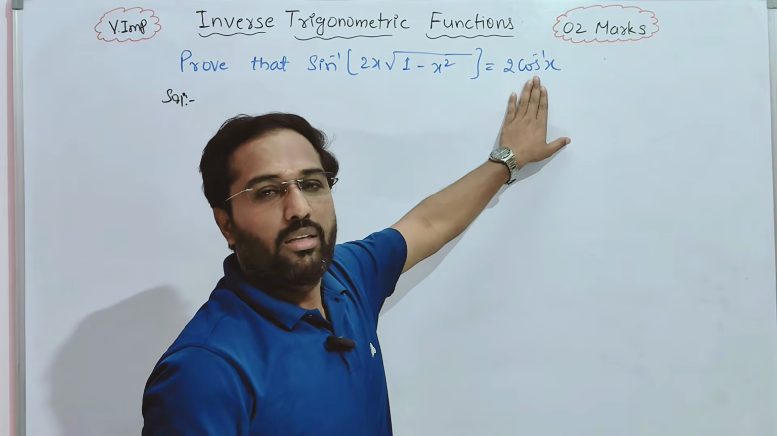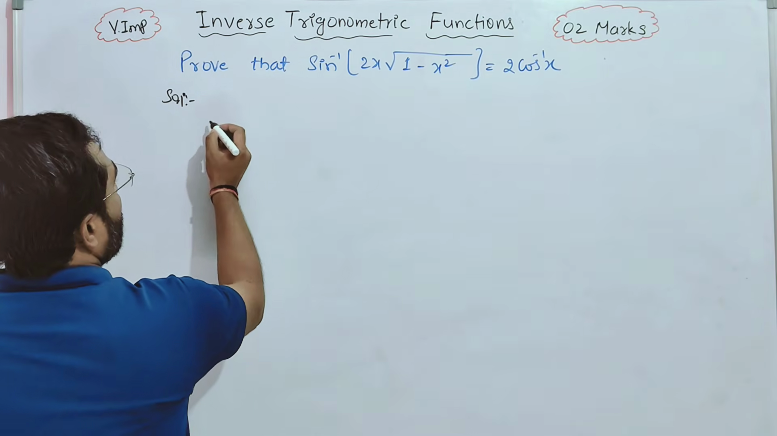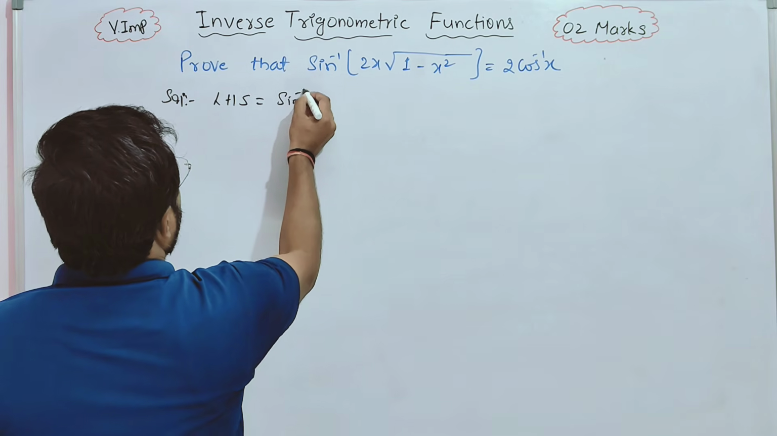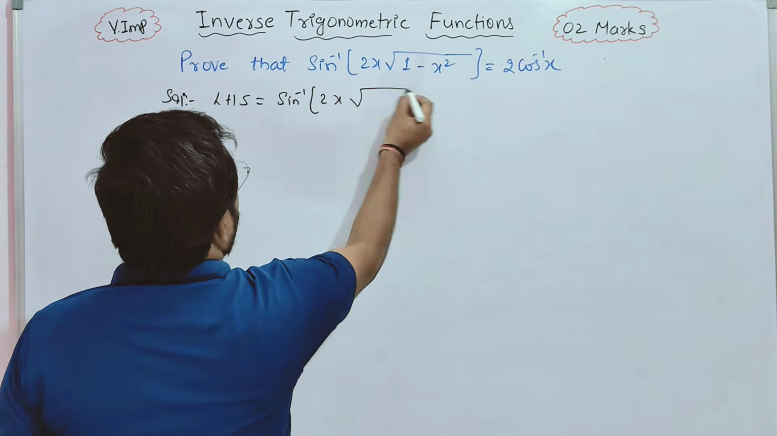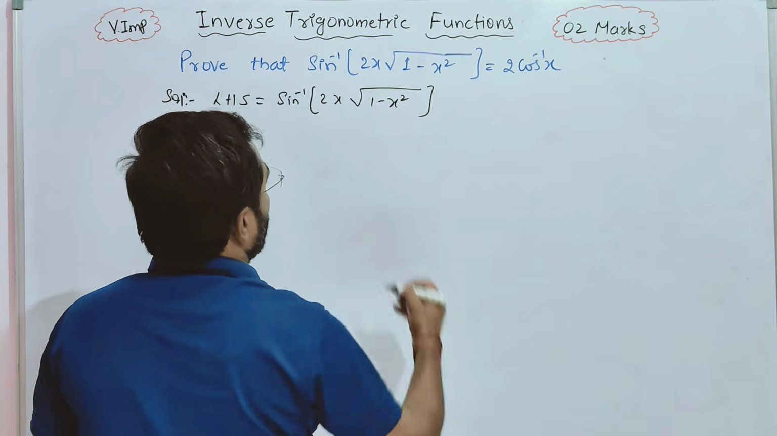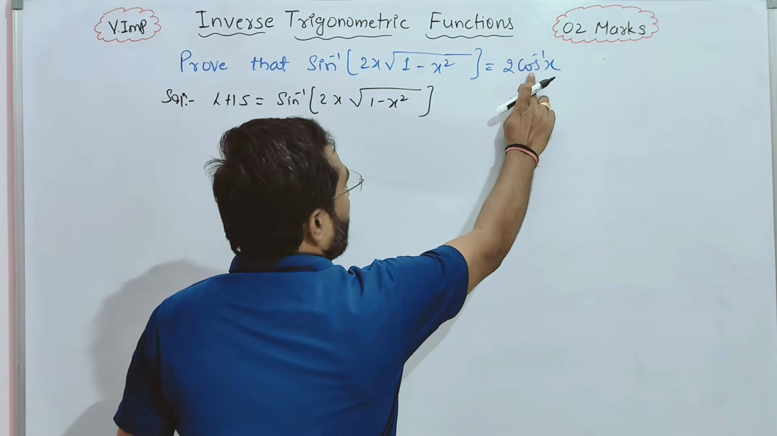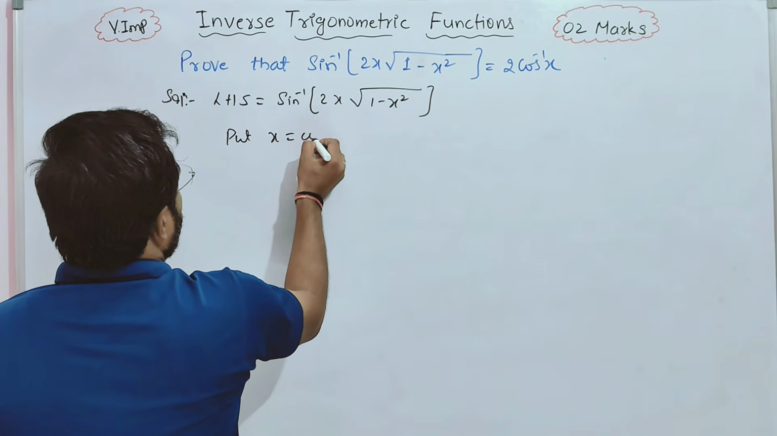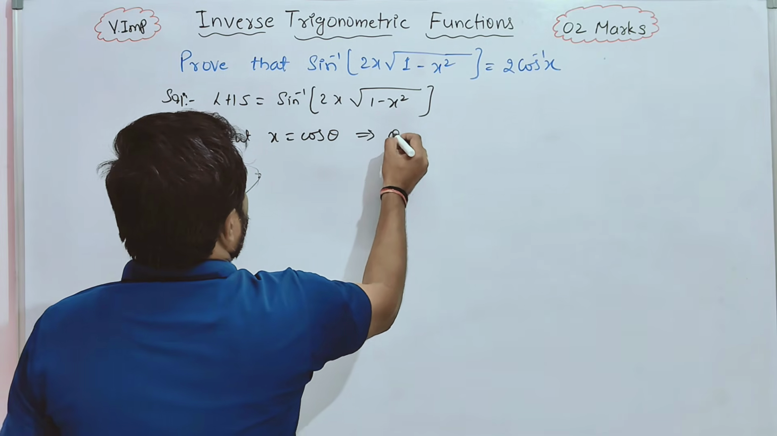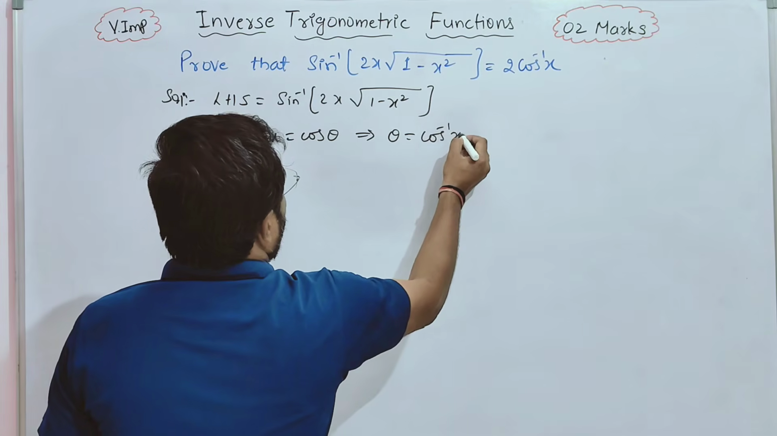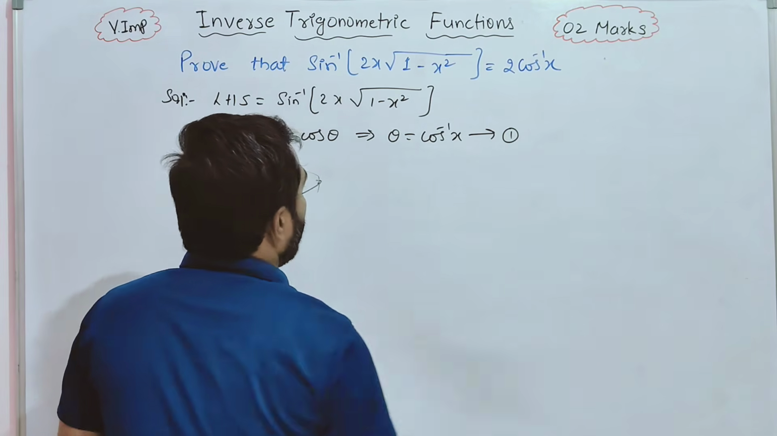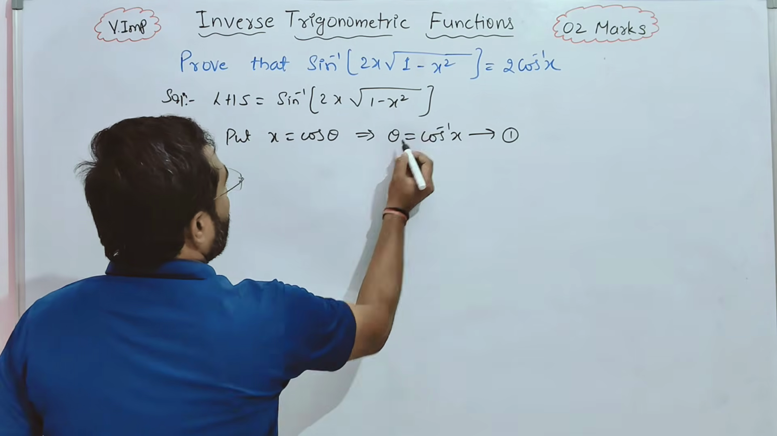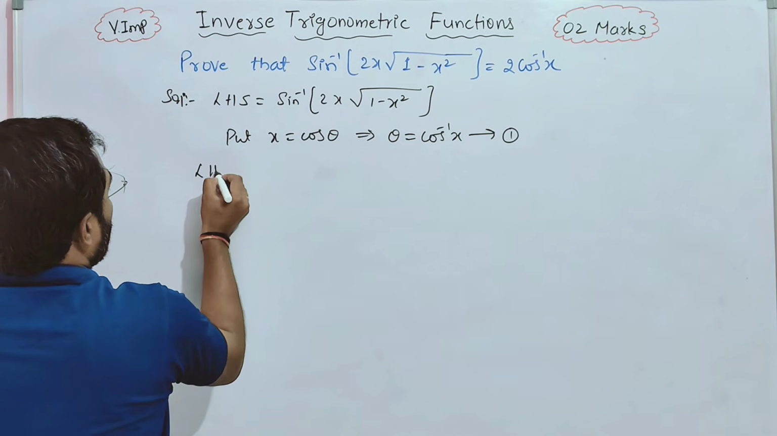The result is different. So in that case, what we do is, again, consider LHS, that is sine inverse of 2x into root 1 minus x square. Okay, you need result as cos inverse of x. So that's why put x equals to cos theta. That's it. Therefore, theta is equals to cos inverse of x. We need that at the end. Already you know this, right? Okay. So now what does this become?